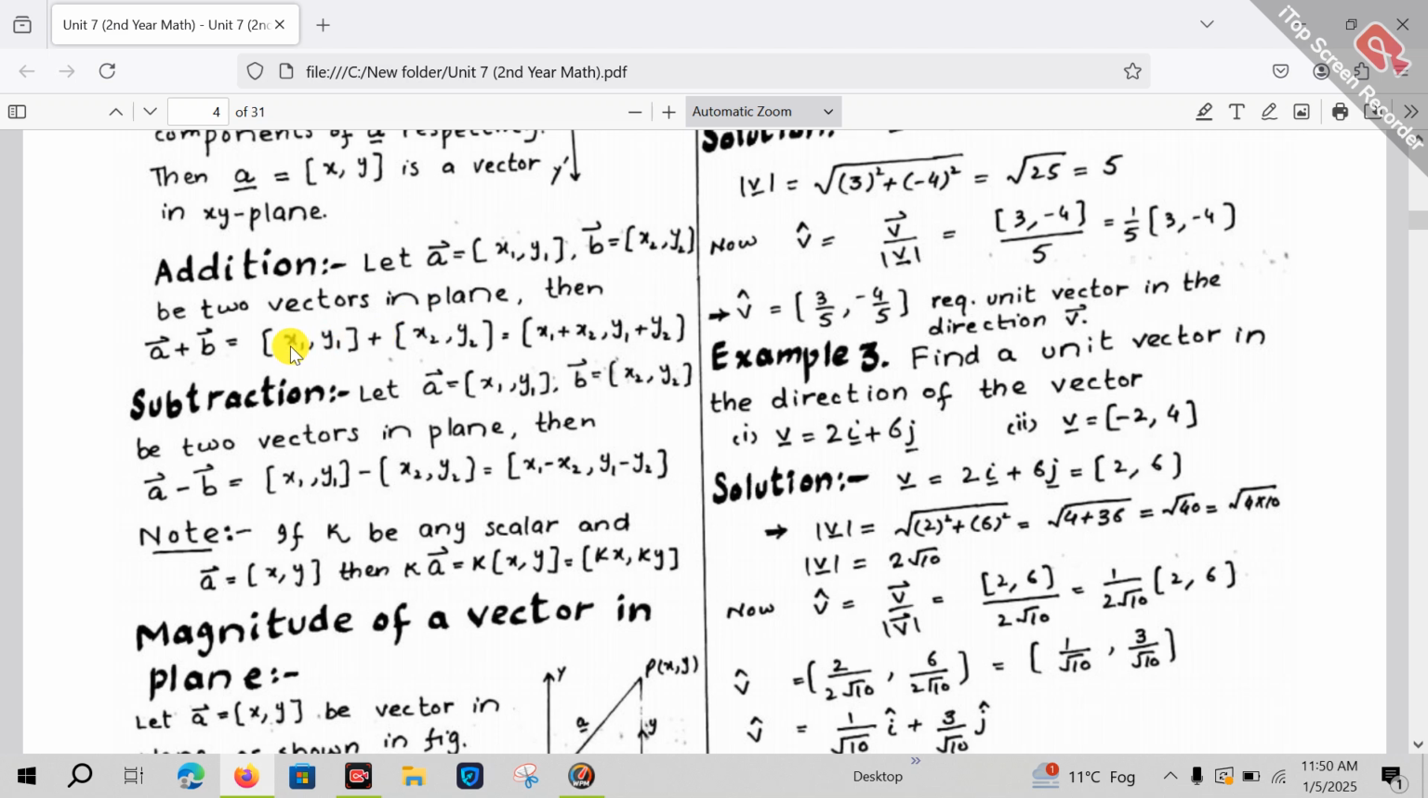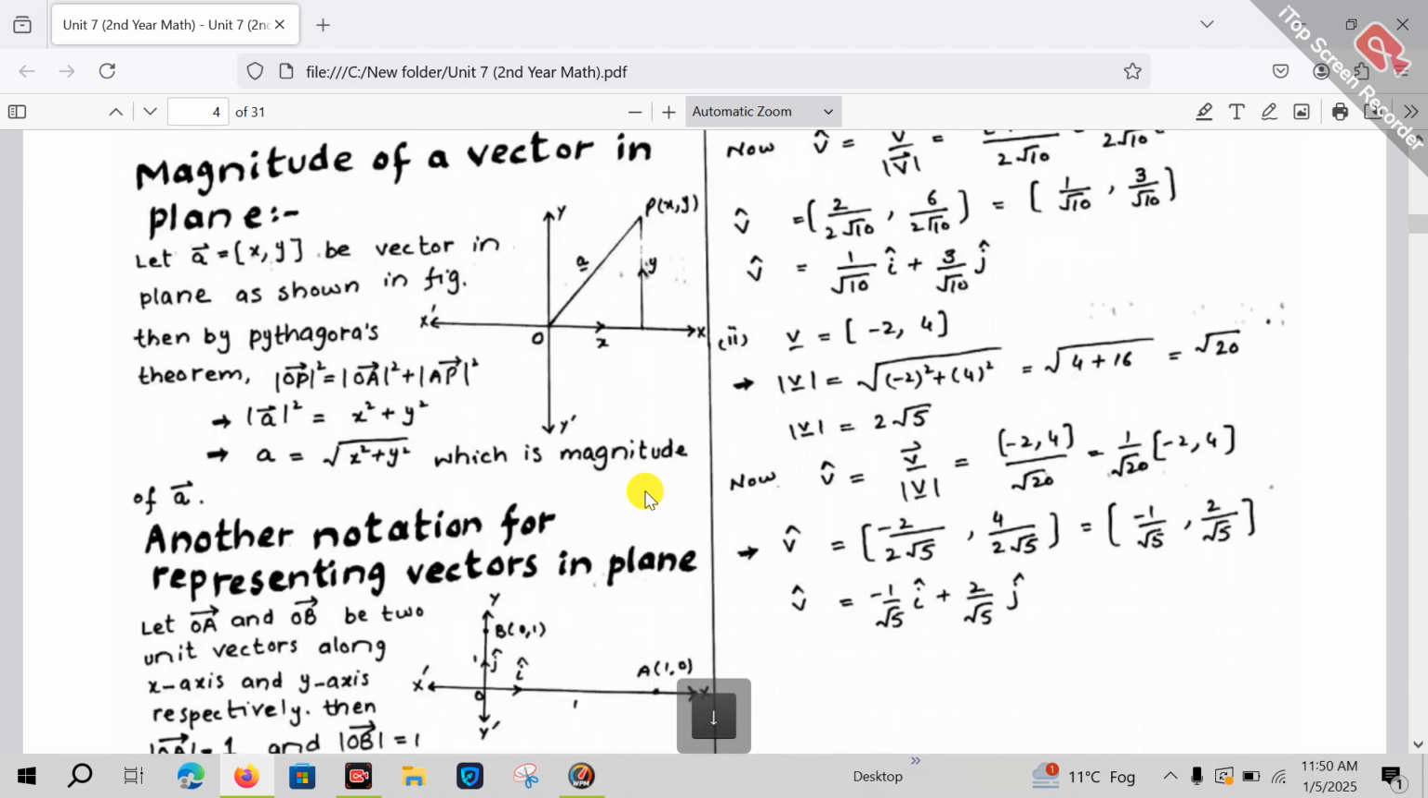In simple words, we can say that whenever we are adding two vectors, then its x component will be added to x component and its y component will be added to y component. Similarly, in case of subtraction, its x component is subtracted from x component and its y component will be subtracted from y component.